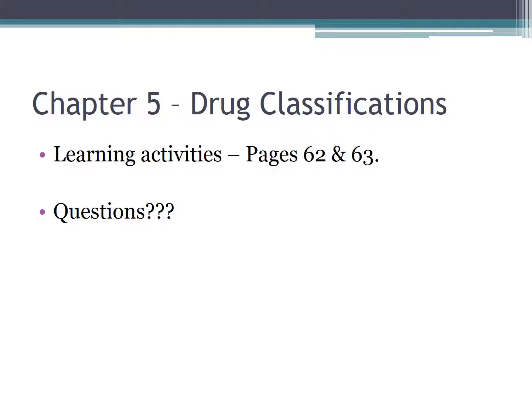The learning activities are on page 62 and 63. Go ahead and complete those as you prepare yourself for the quiz on the next section.